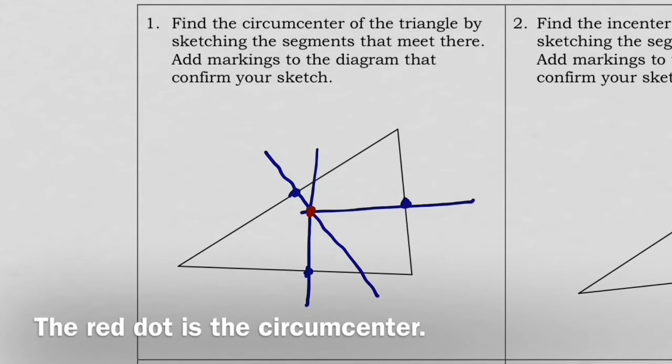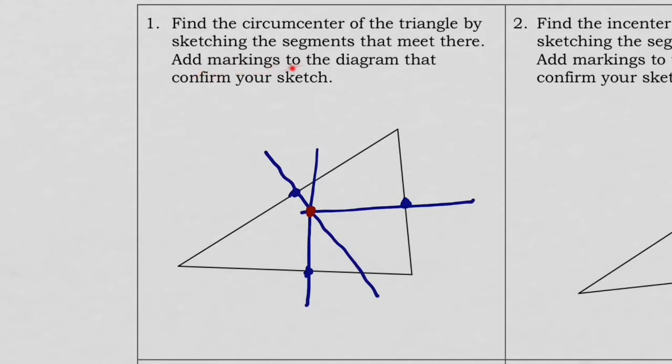Now it's nice because we're making a sketch. It's nice to add markings to the diagram to confirm that what we found is the circumcenter. So let me first tidy up these lines a little bit. To show that the point along each side is the midpoint, we can add tick marks. And to show that the lines are perpendicular to the sides, we can add little right triangle symbols.